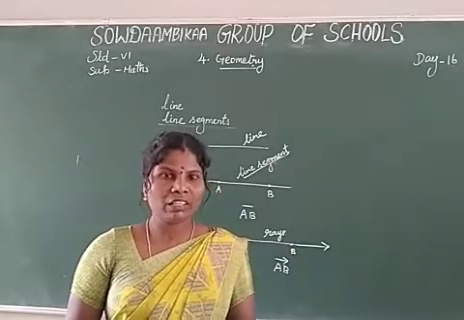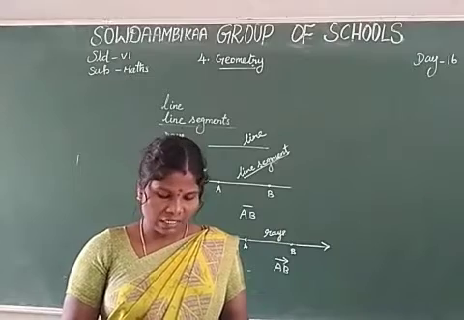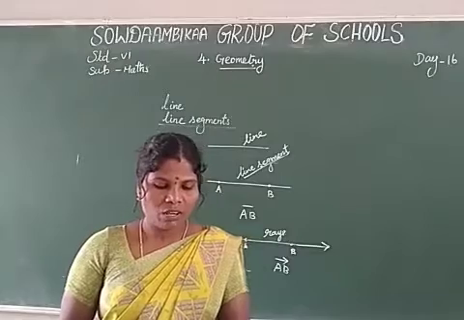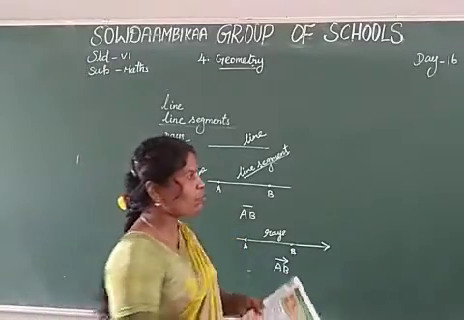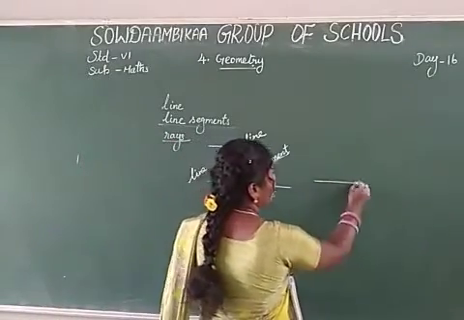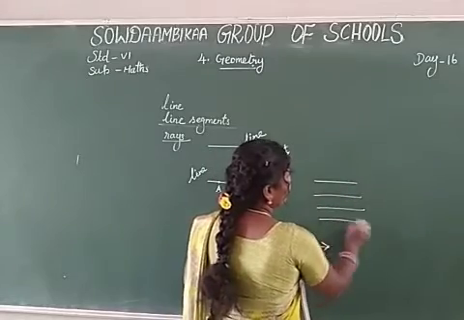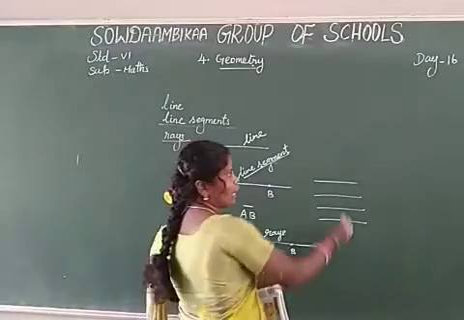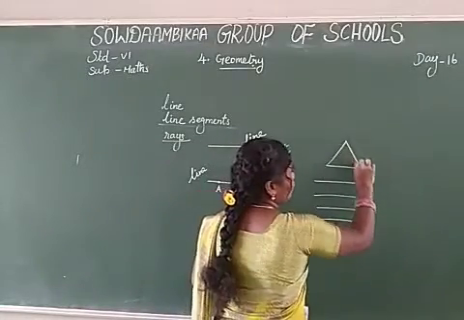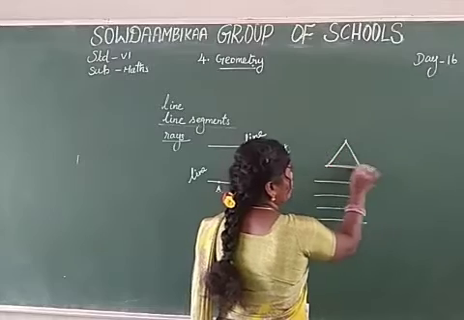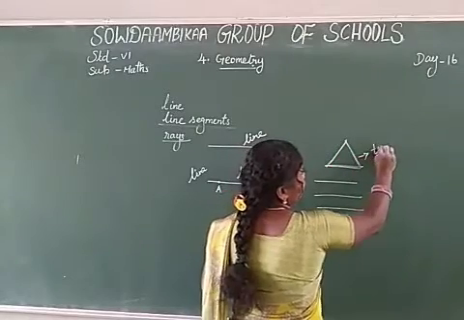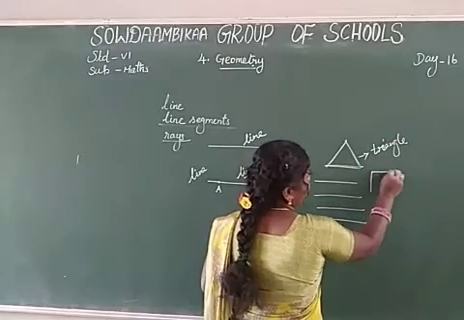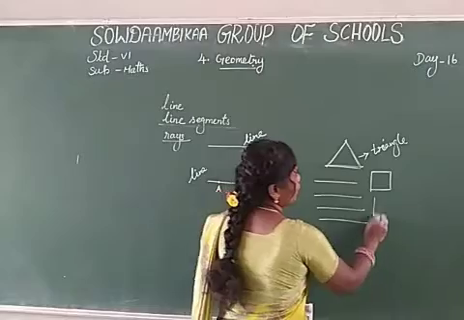Whenever you are free, read this page. Then see page number 77, Fun with Lines. What shapes can you draw with 3 lines, 4 lines and 5 lines? This is one line, another line, another line. With 3 lines, 1, 2, 3, what is this? Triangle. Next, 4 lines: 1, 2, 3, 4, square or rectangle.